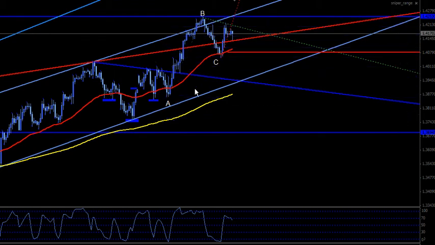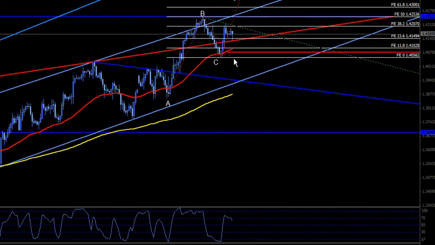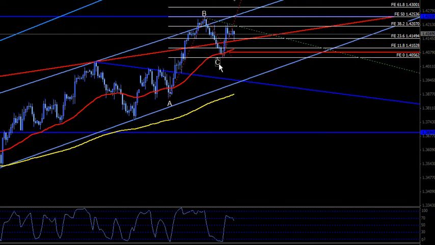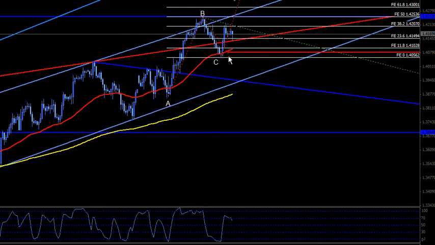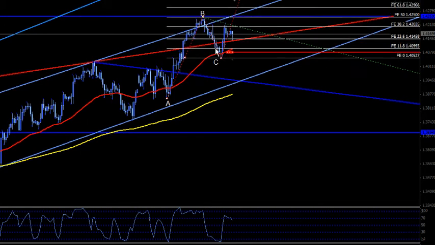So our head and shoulders pattern played out. I'm going to get rid of this. Our original AB equals CD played out. Now we have this new one, and let's see what the target is on this. Yeah, if I can get this right here. Alright.